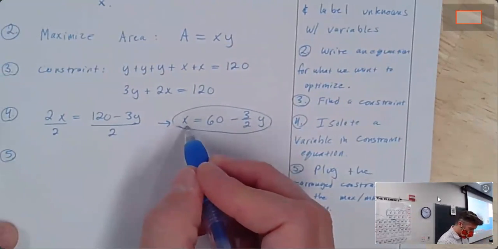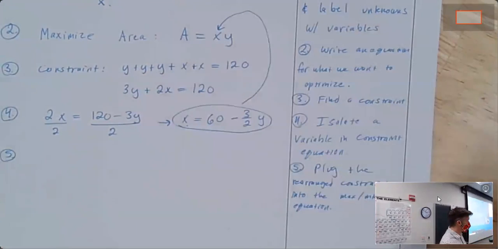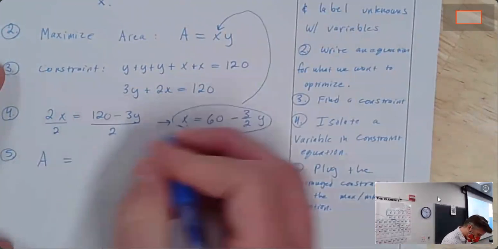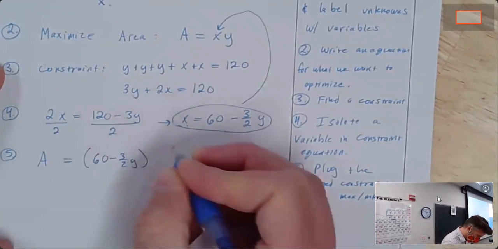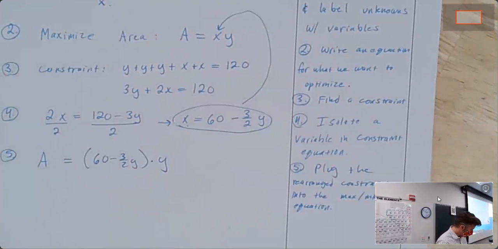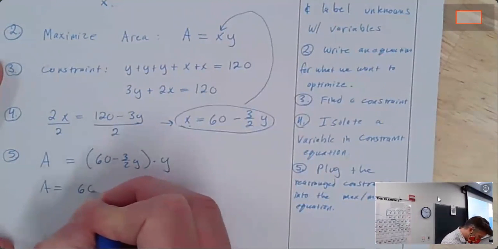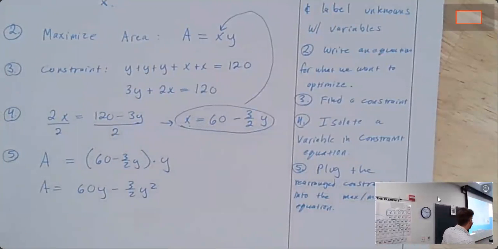So we're going to take this and we're going to substitute it back in for x because we solved for x. So we're going to have the area is equal to x, which is 60 minus 3/2 y, times y, which I'm going to multiply out. I'm going to distribute that y and say that area is equal to 60y minus 3/2 y squared, or writing it in the more kind of standard way we write a quadratic.